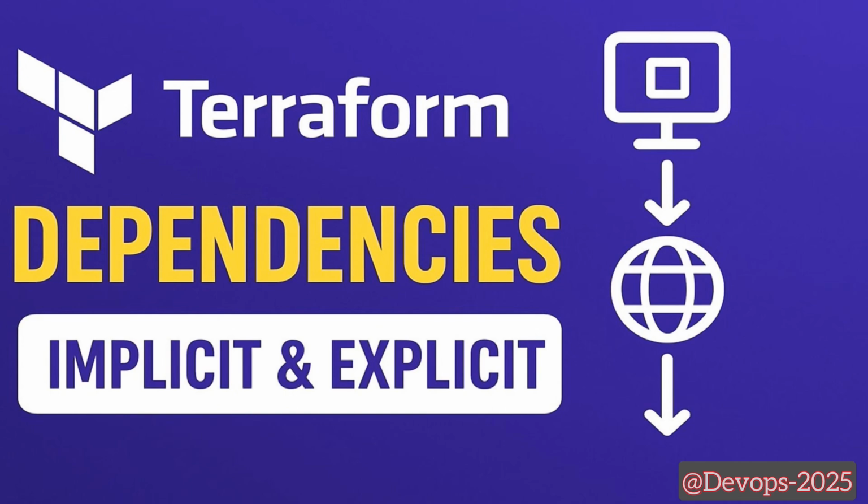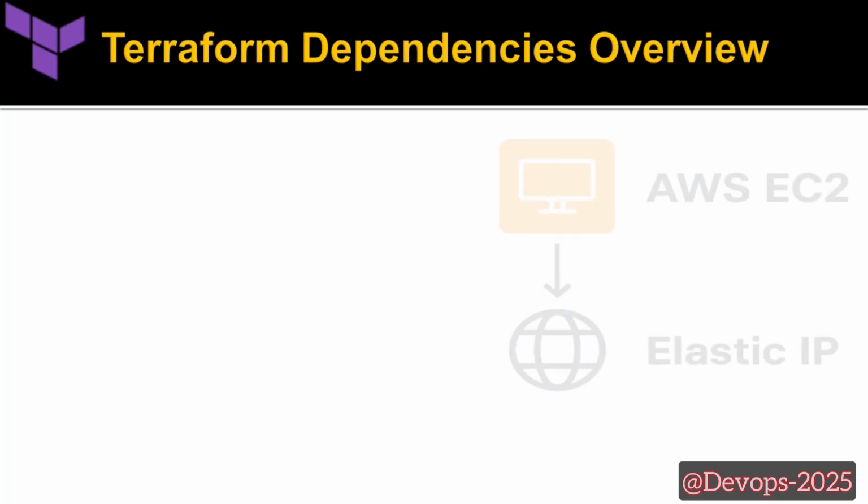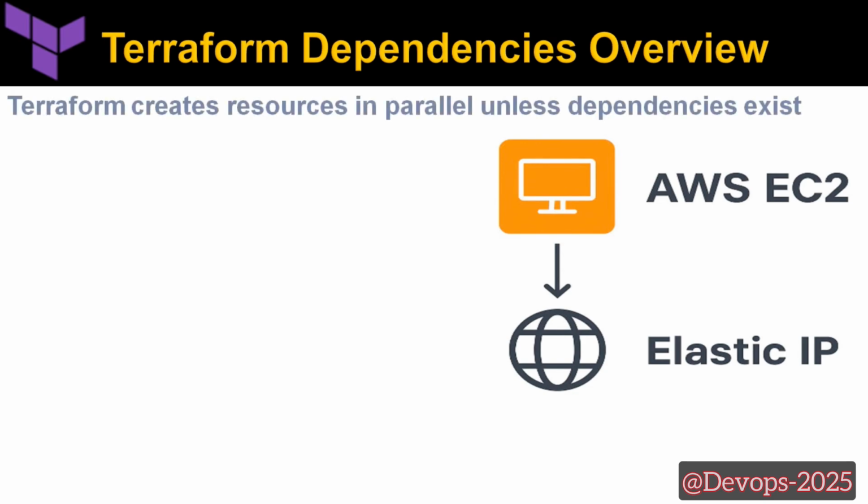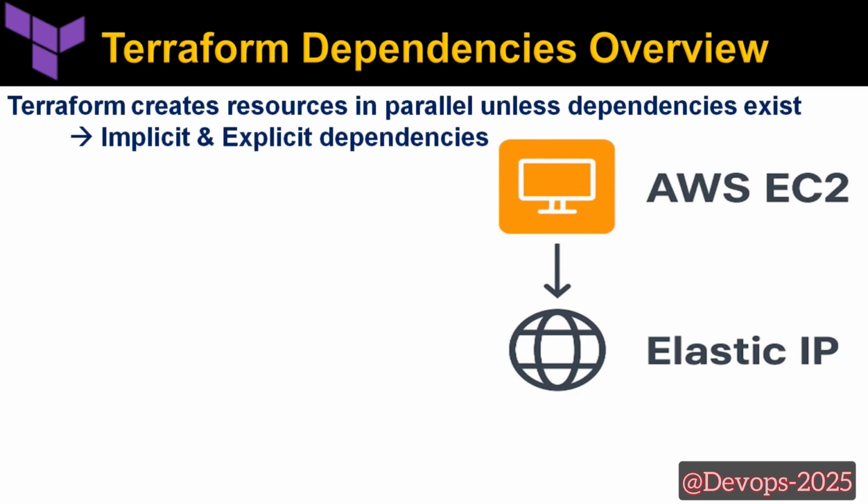Okay, so since Terraform executes resources in parallel, we have to tell it which resources depend on which ones. There are two types of dependencies in Terraform. One is called implicit dependencies and another one is called explicit dependencies. So in this session, let's discuss implicit dependencies.